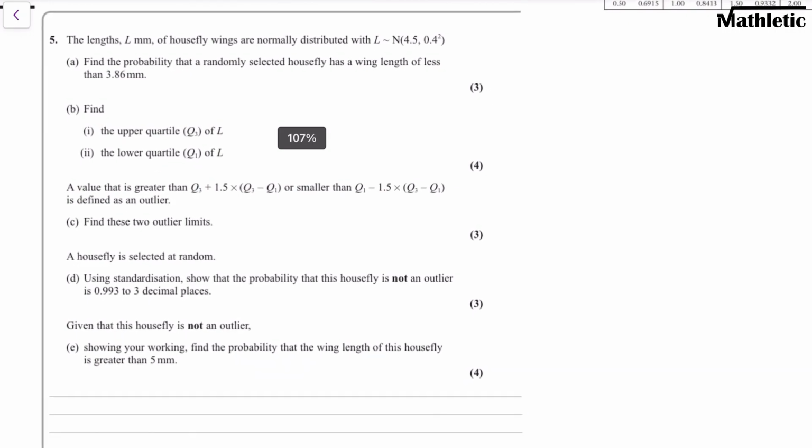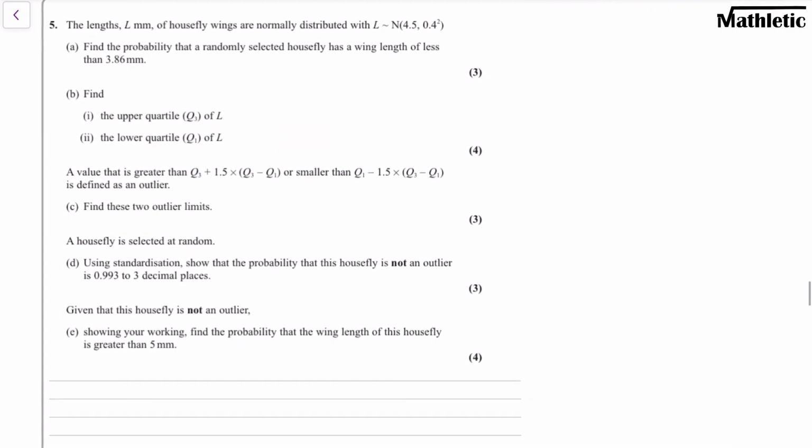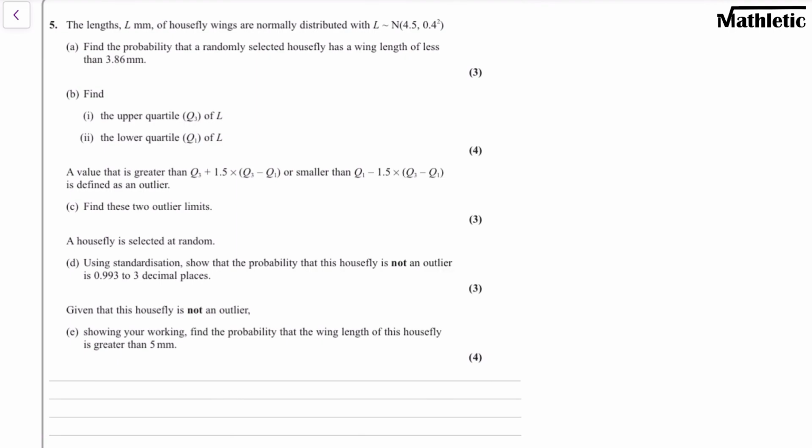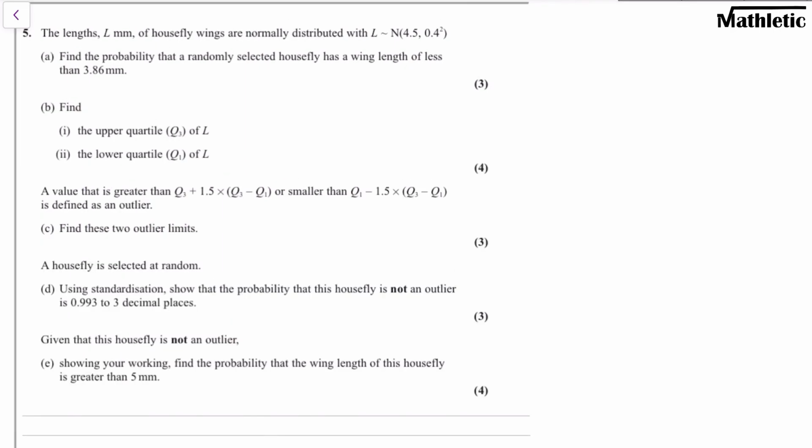Number 5 is from normal distribution. The basic concept of normal distribution is already explained in a separate video. I will be adding the link in the description box. For part A, we need to find the probability that the length is less than 3.86. So 5A, probability length less than 3.86.